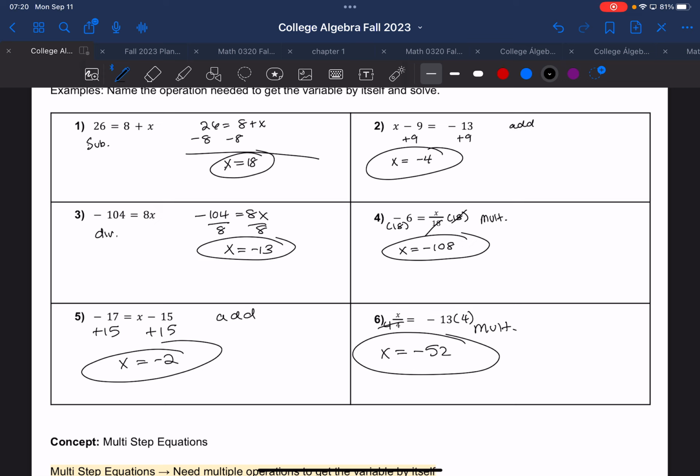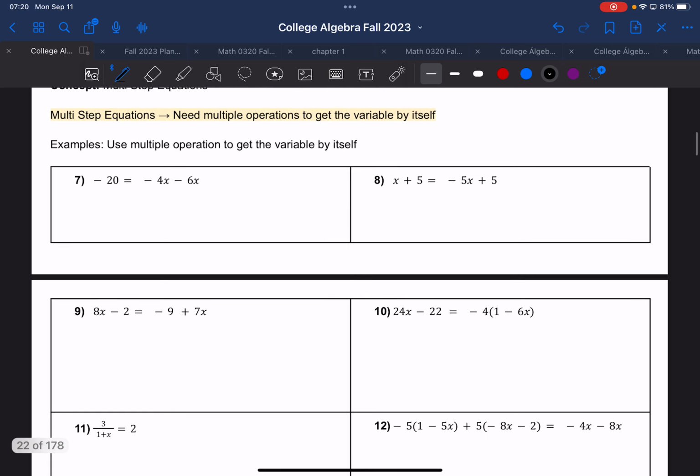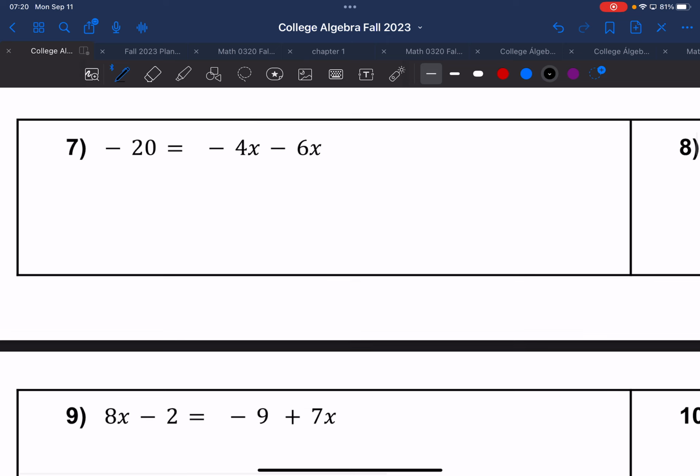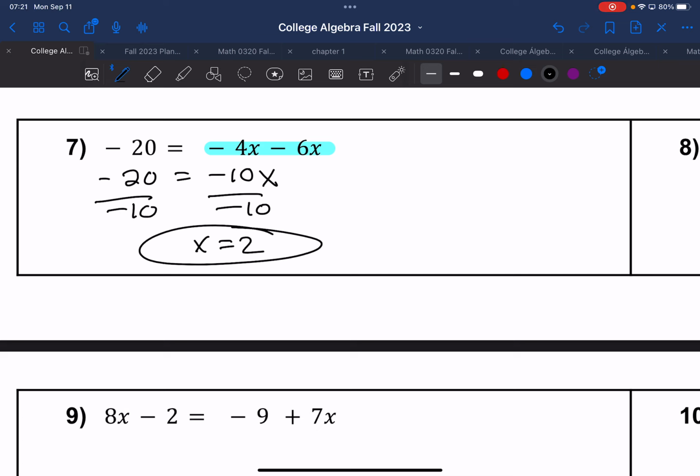For the next concept, we're going to be using multiple operations. In this case, we're not going to label which operation we're using; we're just going to start solving step by step. For number 7, what do you think we do first? Combine like terms. We have this negative 4x and this negative 6x, so that combines into negative 10x. Now we have a one-step equation. So what do we do to get x by itself? Divide by negative 10. We get x is equal to 2.